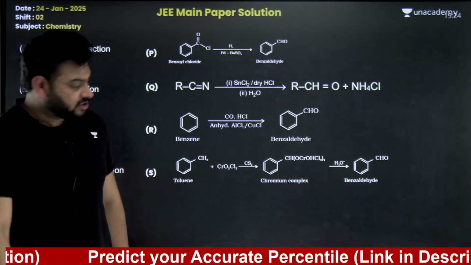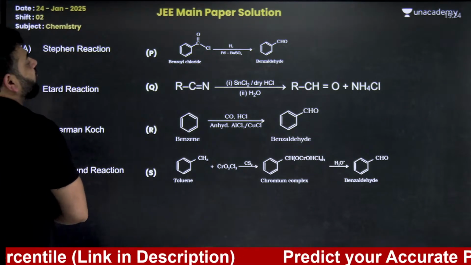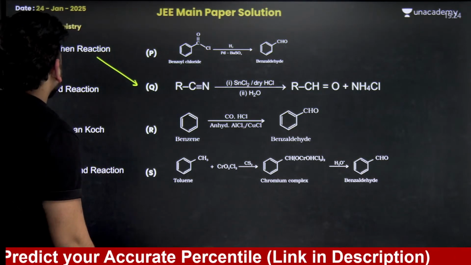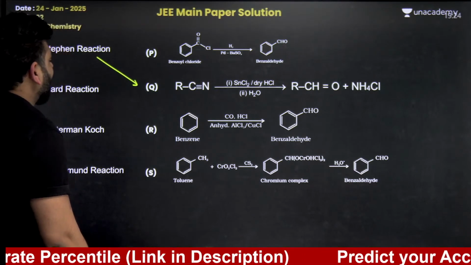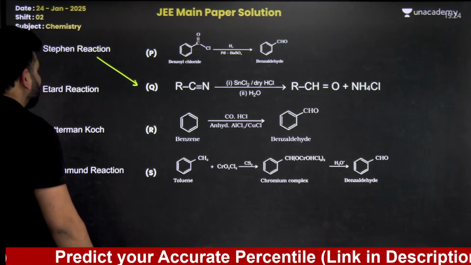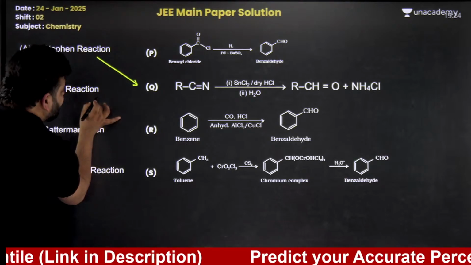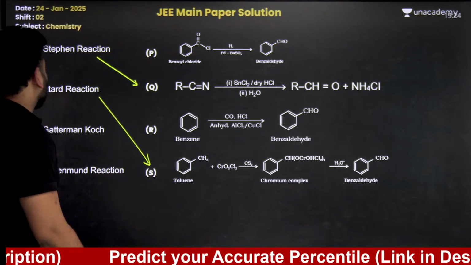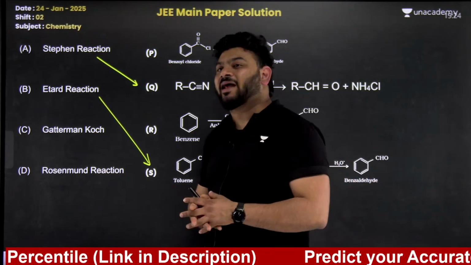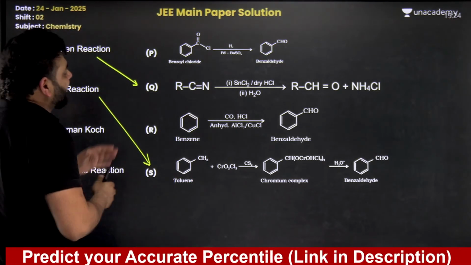Stephen's reaction converts alkyl nitrile using SnCl2 and HCl, followed by hydrolysis, producing RCHO. This is your Stephen's reduction. Then we have the Etard reaction, where toluene is attacked by chromyl chloride in carbon disulfide, producing a chromium complex which upon hydrolysis produces CHO, which is benzaldehyde. So this is your Etard reaction. Then the Gattermann-Koch reaction, or we also call it the Gattermann formylation reaction. A formyl group is attached to benzene if we add CO, carbon monoxide, and HCl in anhydrous AlCl3.